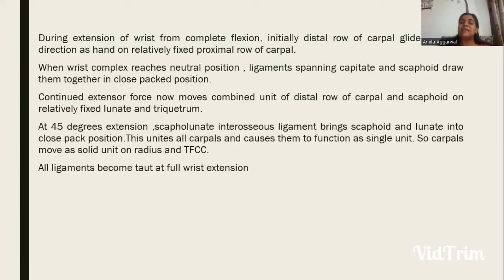And now as the extension continues, the distal row of carpals along with the scaphoid will continue to move on a relatively fixed lunate and triquetrum. As the 45-degree angle of extension is approached, the scapholunate interosseous ligament is in a close packed position. Now, all the carpals will unite together and move as a single unit on the radius and the triangular fibrocartilaginous complex. So, at full wrist extension, there will be completely taut ligaments.